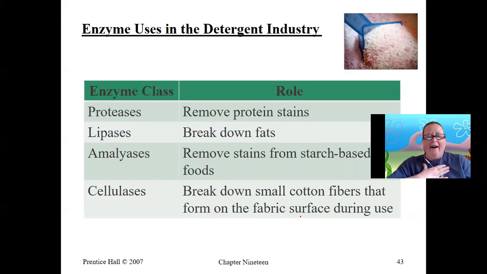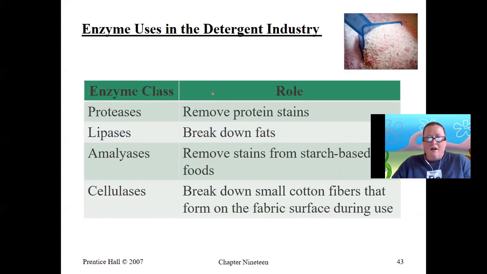So there are 4 major enzyme classes that are used in the detergent industry, and proteases are designed specifically to break down stains or food residue that have protein in them. Lipases break down fats. Amylases break down starch, which the name for that is amylose or amylopectin. So amylases break down stains from starch-based foods.